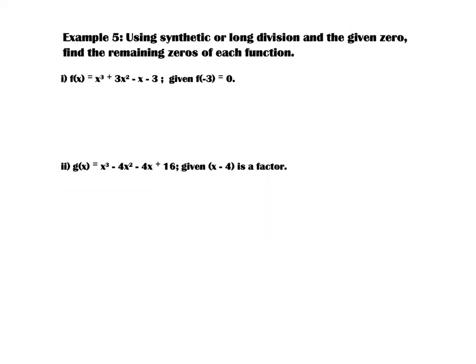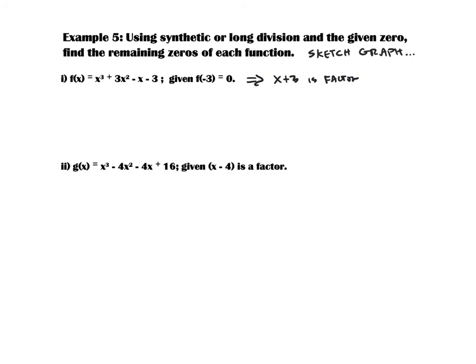All right, so using synthetic division or long division and the 0 that's given, we're stating that it is a 0. Find the remaining zeros of the function. And then I'm going to add in here, we're going to sketch the graph. Okay, so let's look at this. x cubed plus 3x squared minus x minus 3. So I can assume that f of negative 3 equals 0. Therefore, I can assume that x plus 3 is a factor.